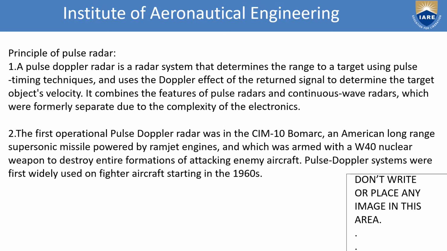the electronics. The first operational pulse Doppler radar was in the CIM-10 Bomarc, an American long-range supersonic missile powered by ramjet engines and which was armed with a W-40 nuclear weapon to destroy entire formations of attacking enemy aircraft. Pulse Doppler systems were first widely used on fighter aircraft starting in the 1960s.